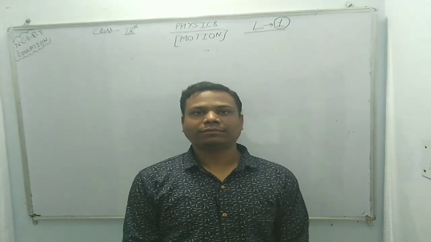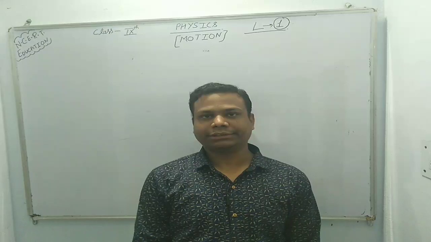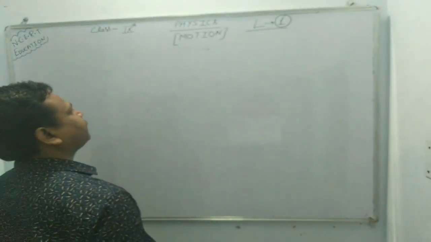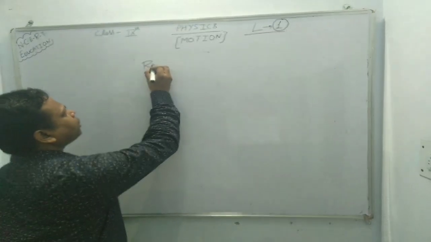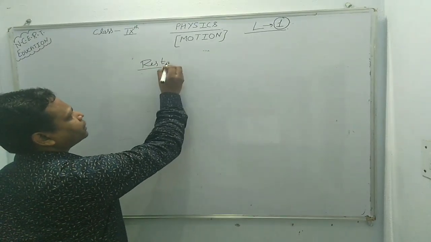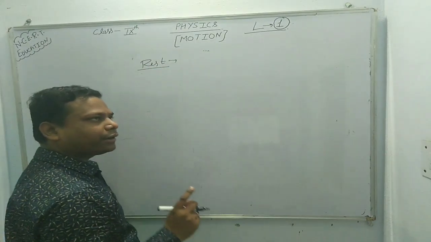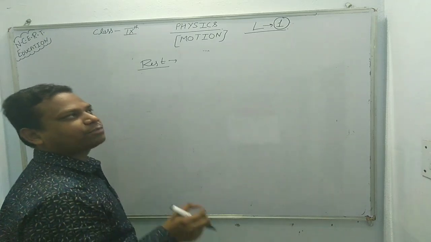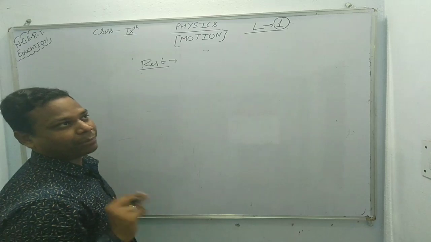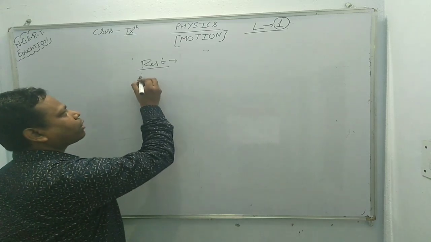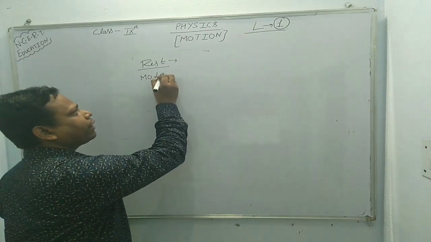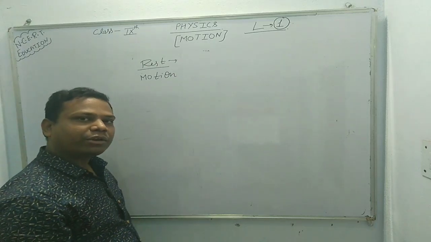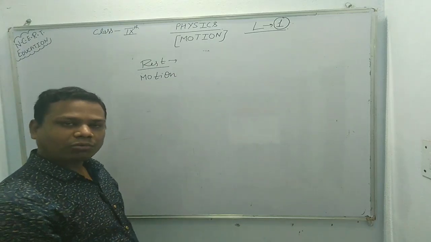This is the first chapter of class 9th physics, motion. So let's start. The first topic is rest. How can you say the object is at rest? If the object does not change its position with respect to time and surrounding. And how can you say the object is in motion? If the object changes its position with respect to time and surrounding.